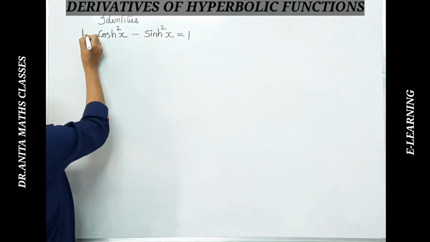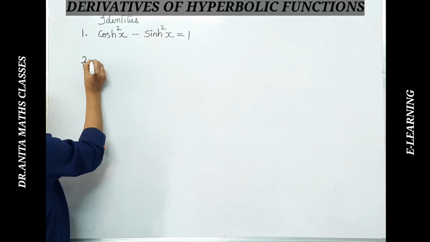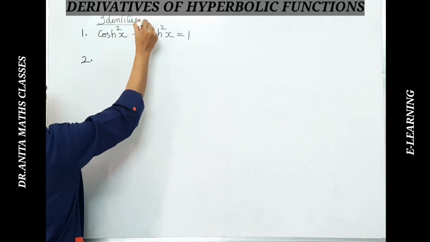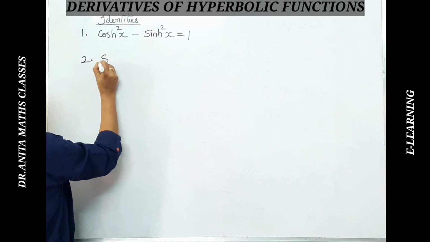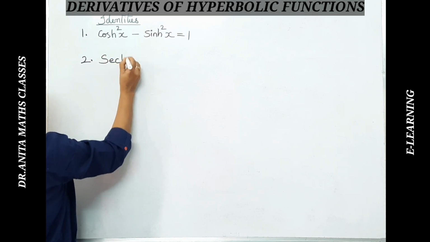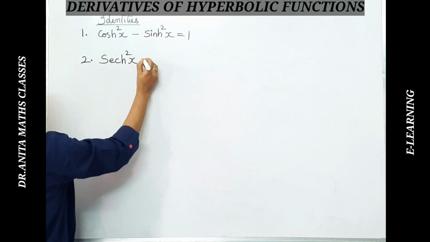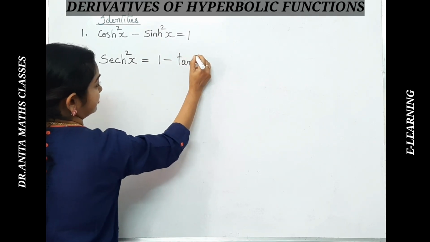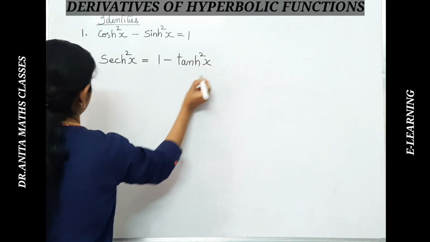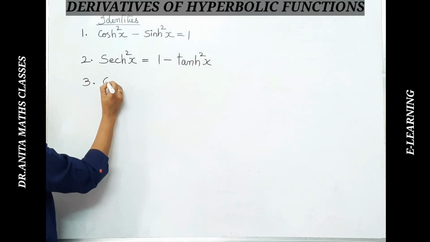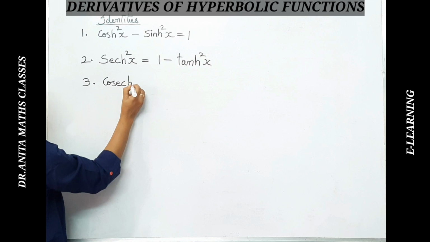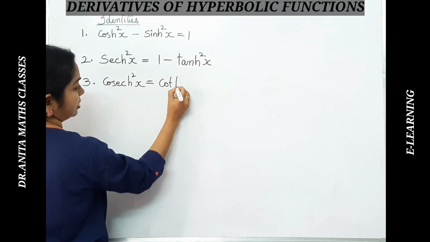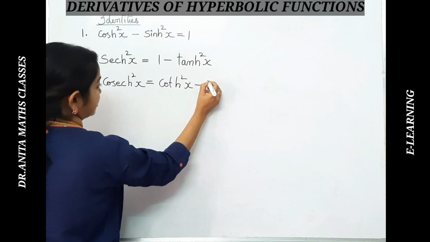Here we can prove this. Let me tell all the identities first, and next we will go on to the derivation of this part. The second one is sech square x is equal to 1 minus tanh square x. In a similar way, the third one is cosech square x is equal to coth square x minus 1.